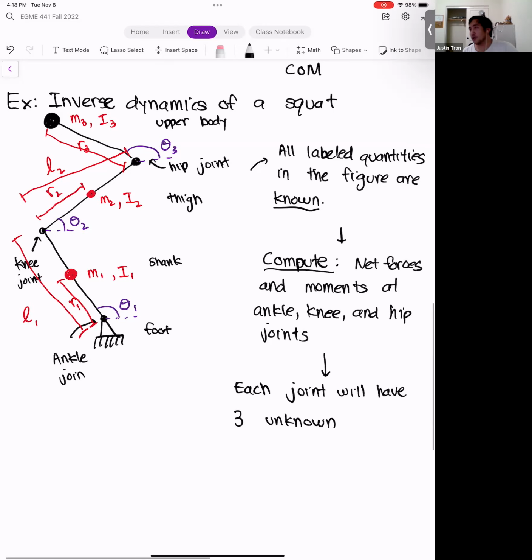All right. So before we start, it's always good to quantify or list out how many unknowns we're going to have at each joint. And so generally speaking, for most joints, you're going to have 3 unknowns. So you're going to have 2 force components: a force in the X direction, a force in the Y direction, as well as an unknown torque or an unknown moment.